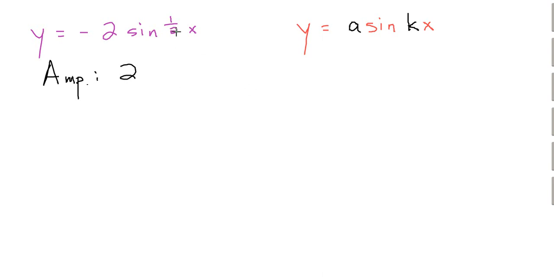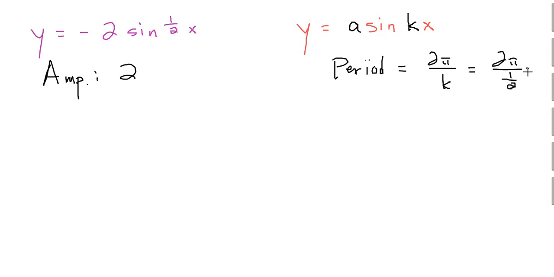So remember, it's not just 1/2. You don't look at that and say, oh yeah, the period is 1/2. No, the period uses this k value. Again, one more time, we had it on the board previously. It's 2 pi for sine and cosine divided by k. In this case, it's 2 pi divided by 1/2.